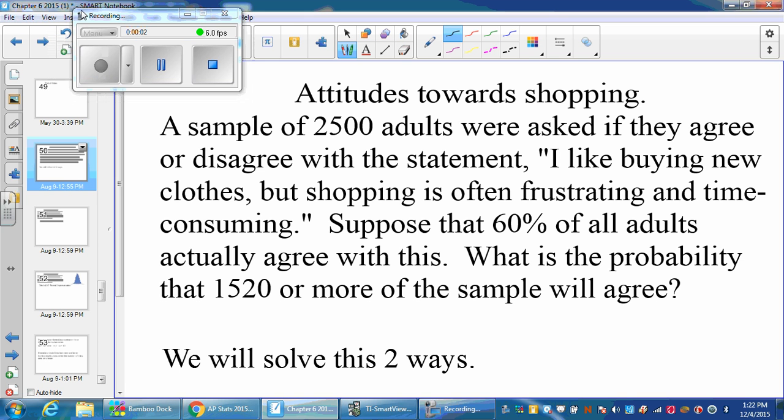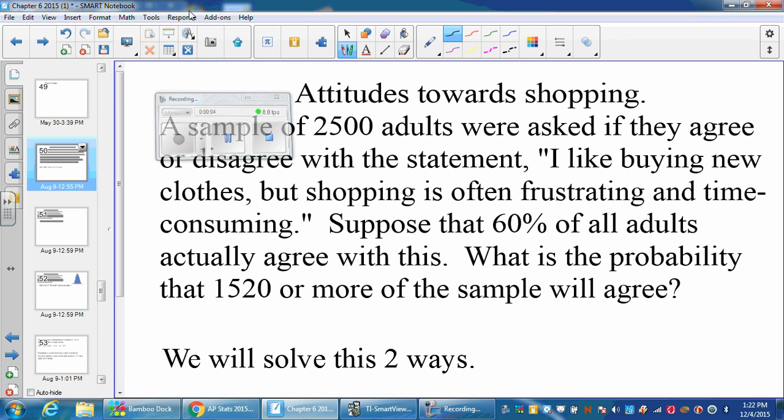Hello, today we're going to look at the connection between binomials and normal distributions. Now, a sample of 2,500 adults were asked if they agree or disagree with the statement: I like buying new clothes, but shopping is often frustrating and time consuming. Suppose that 60% of all adults actually agree with this.